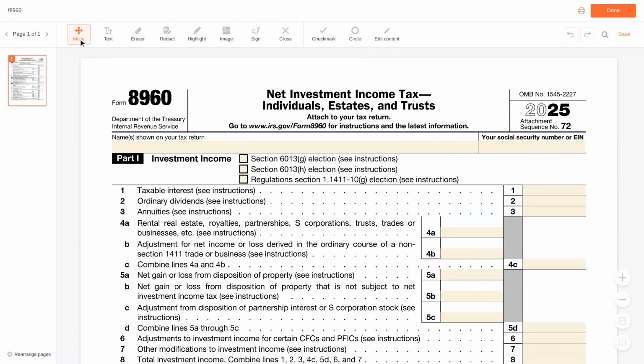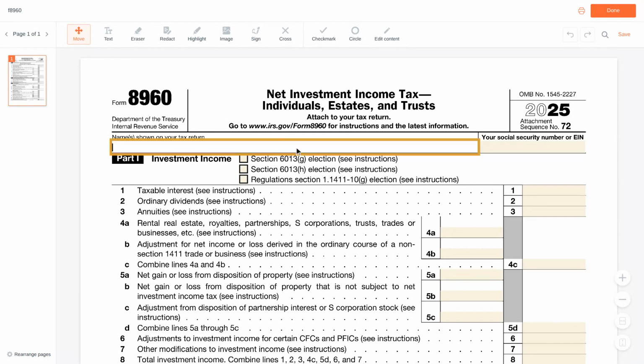IRS Form 8960 calculates the net investment income tax, a 3.8% surtax that applies to certain investment income when your modified adjusted gross income exceeds the threshold for your filing status. The thresholds are $200,000 for single filers and $250,000 for married filing jointly. Common types of net investment income include interest, dividends, capital gains, rental income, and passive business income.